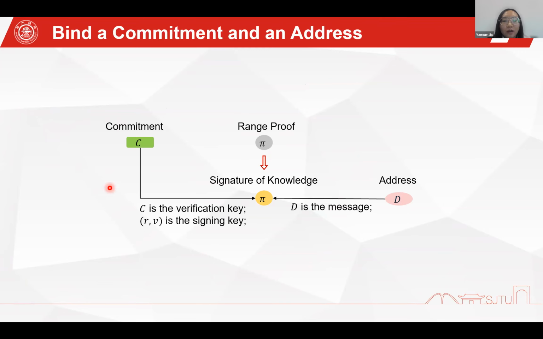So let's first see how to bind a commitment and an address. Because the holder of the secret key of the address can spend the coin, we must guarantee that for each commitment, its address cannot be changed by others. In privacy-preserving cryptocurrencies, the range proof is necessary. So in our work, we modify the range proof into a signature of knowledge. The signature of knowledge is a generalized notion of signature, where the verification key is a statement and the signing key is the witness. In our work, we use the commitment as the verification key and the randomness and value as the signing key. And the sender can use the signing key to sign on the address. In other words, the address is the message. So we can generate the signature of knowledge to bind the commitment and the address.